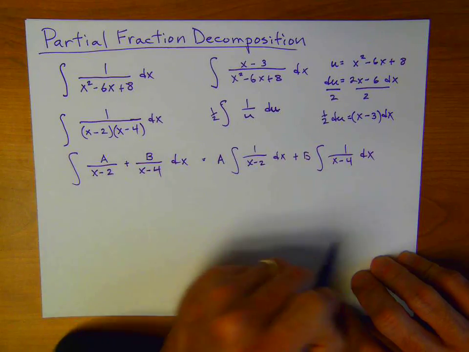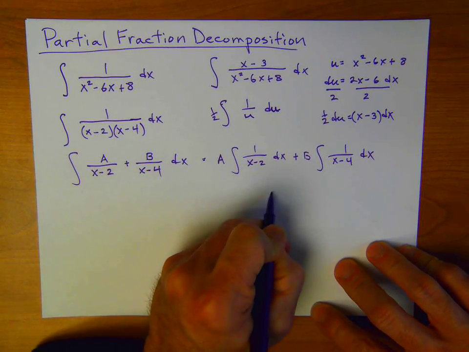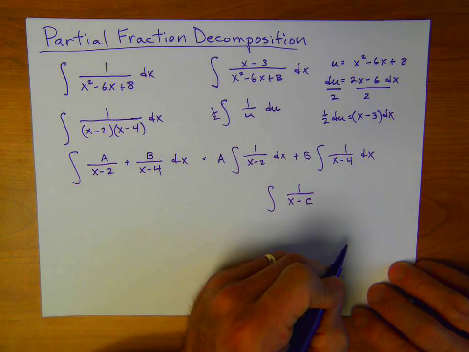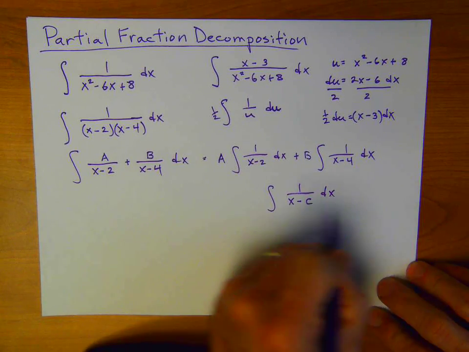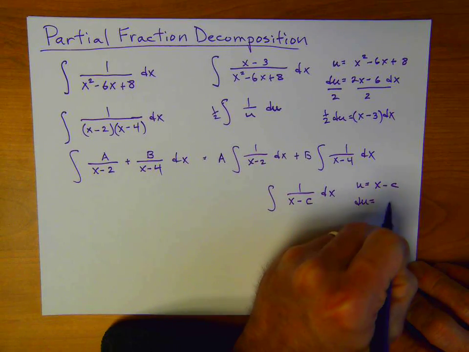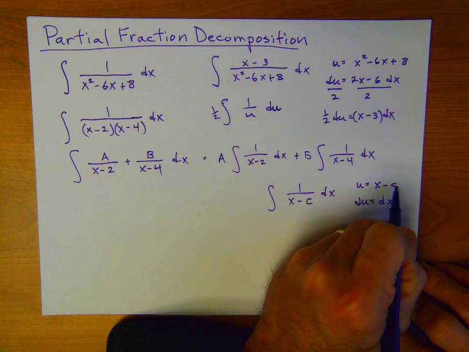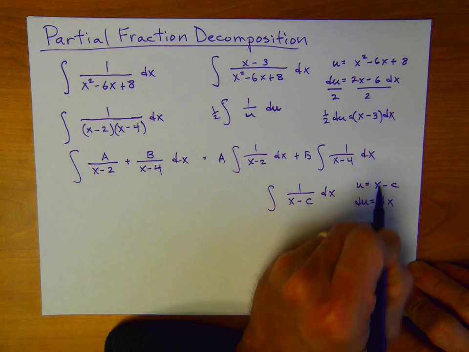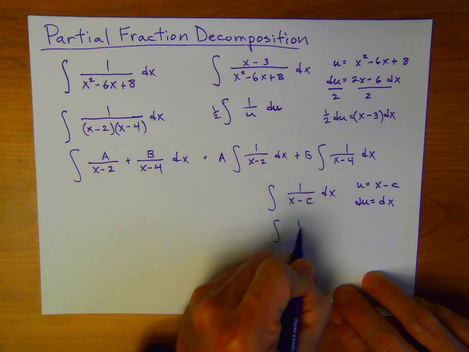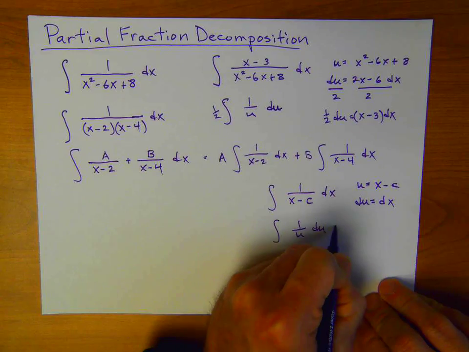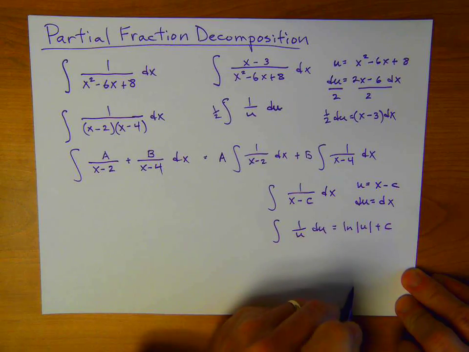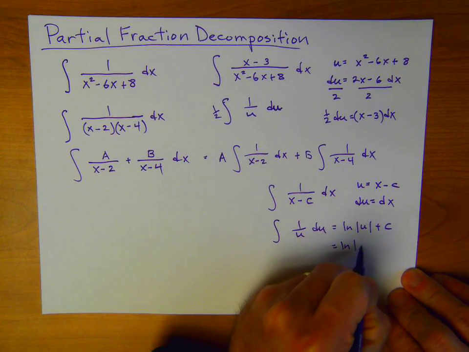And how do we handle something like this? Well, in general, if we have the integral of 1 over x minus c, where c is just some number, here we could use substitution. U equals x minus c, so du is just dx. The c is a number, so its derivative is 0, and the derivative of x is 1. Then we would end up with the integral of 1 over u du, which gives us the natural log of the absolute value of u plus a constant.